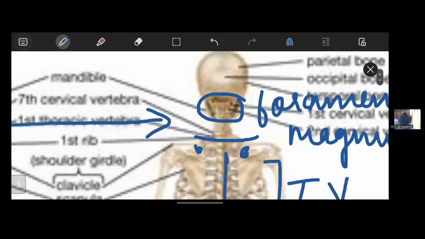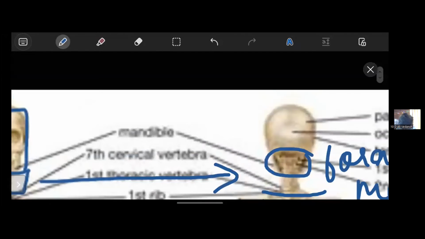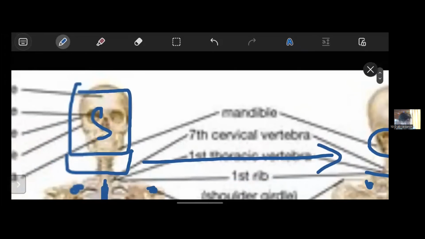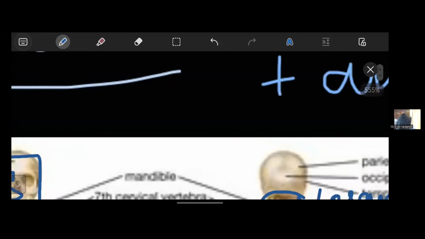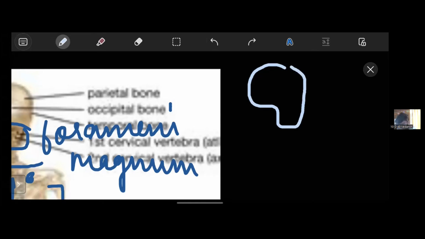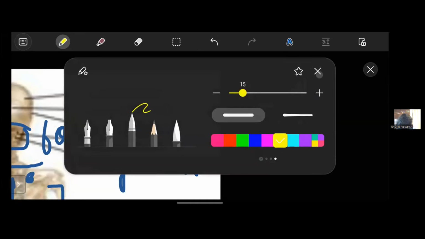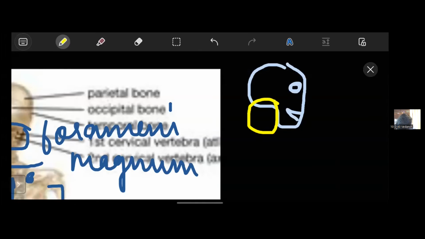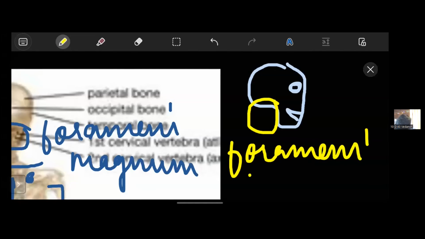If we look from the side, where can I draw this? It would seem something like this. This is how a skull looks from the anterior side. These are your teeth. This is the eye region, and this is the skull. So this region is the foramen magnum.